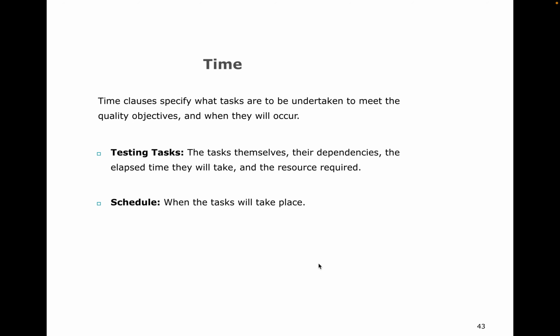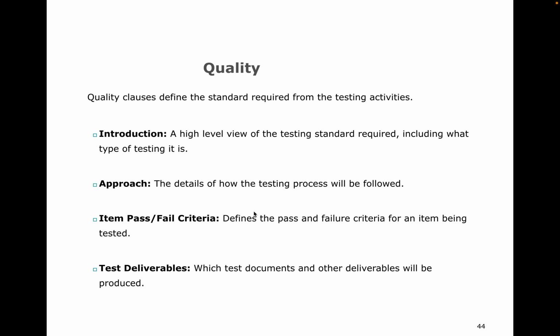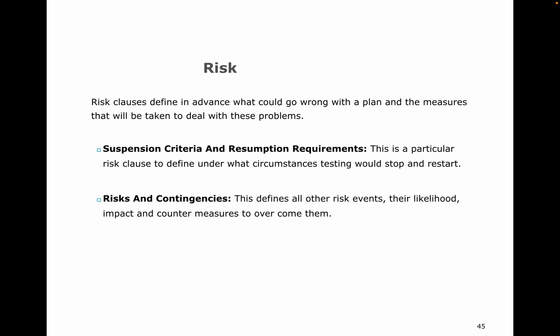Time. The time clause specifies what tasks are to be undertaken to meet the quality objectives and when they will occur. Testing tasks: the tasks themselves, their dependencies, the elapsed time they will take, and the resources required, scheduling when each task will take place. These are the quality clauses. Below are the risk clauses.